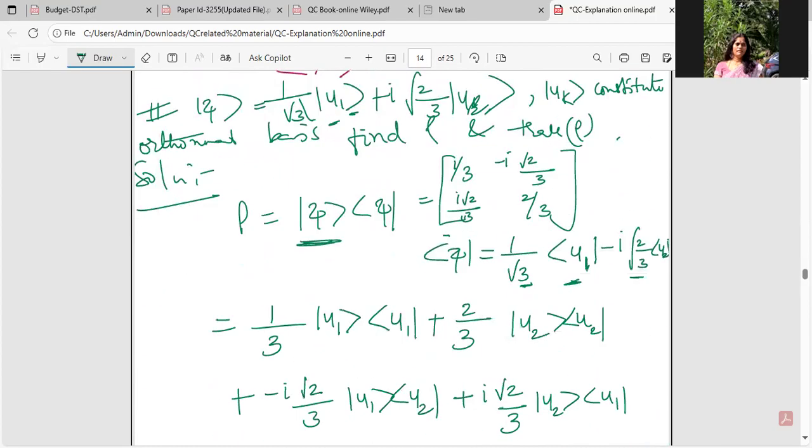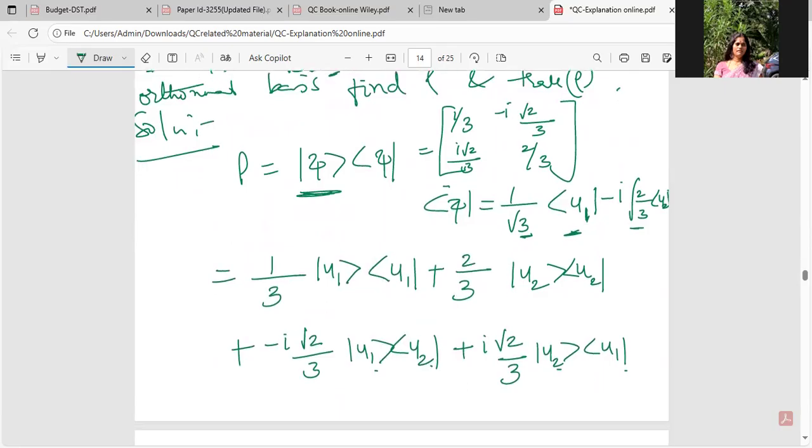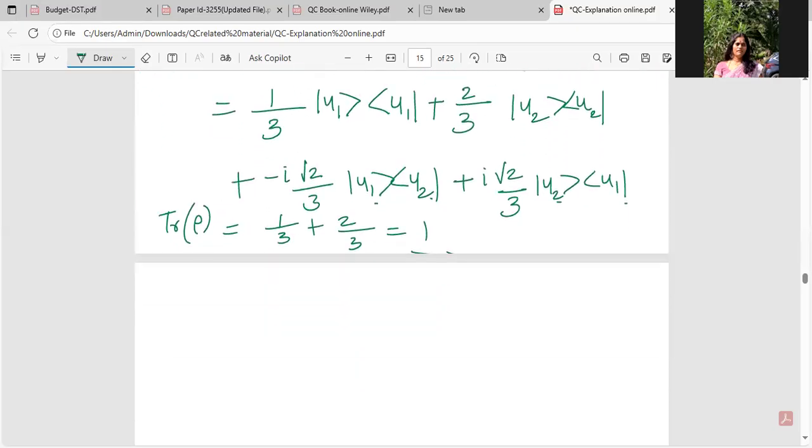Okay, so just see here, the u1u1 coefficient is 1 by 3. The u1u2 coefficient is minus i root 2 by 3, as it is here. The u2u1 coefficient is i root 2 by 3. The u2u2 coefficient is 2 by 3. That's how I have written the matrix format. Now find the trace. Trace of rho is nothing but the sum of diagonal elements, which is 1 by 3 plus 2 by 3, which is nothing but 1. Always, a density operator has unit trace.